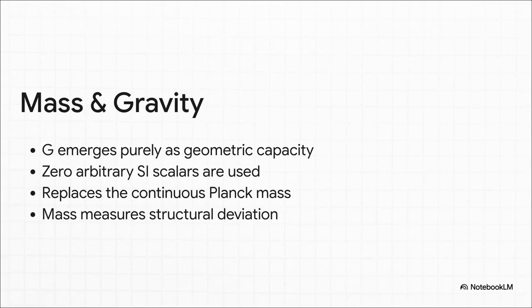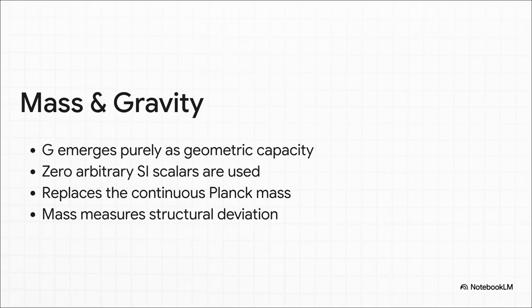So what does this mean? It means mass and gravity aren't separate mysterious substances anymore. They are literally just the necessary mathematical footprint of this expanding combinatorial network. Gravity emerges purely as the geometric capacity required to encode internal defects. This completely replaces the old continuous Planck mass offset, and it proves that what we experience as masses is just a measure of structural deviation.